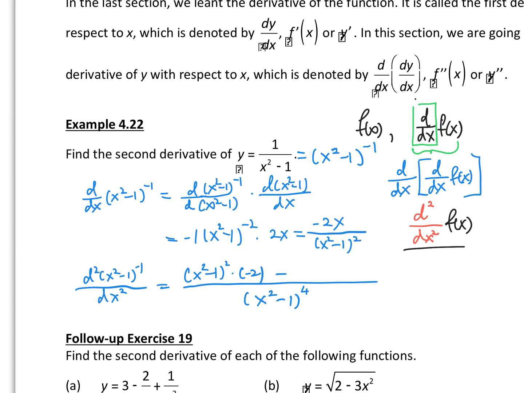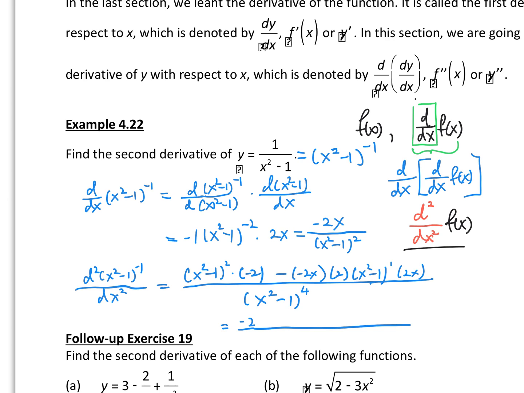Minus. This part I want to jump to the answer directly. It is 2 times x squared minus 1 to the power 1 and then 2x, because I need to apply the chain rule. I have already mentioned how to simplify this term. Can you see in the numerator we have the common factor x squared minus 1, and then maybe negative 2, so I can take it out.